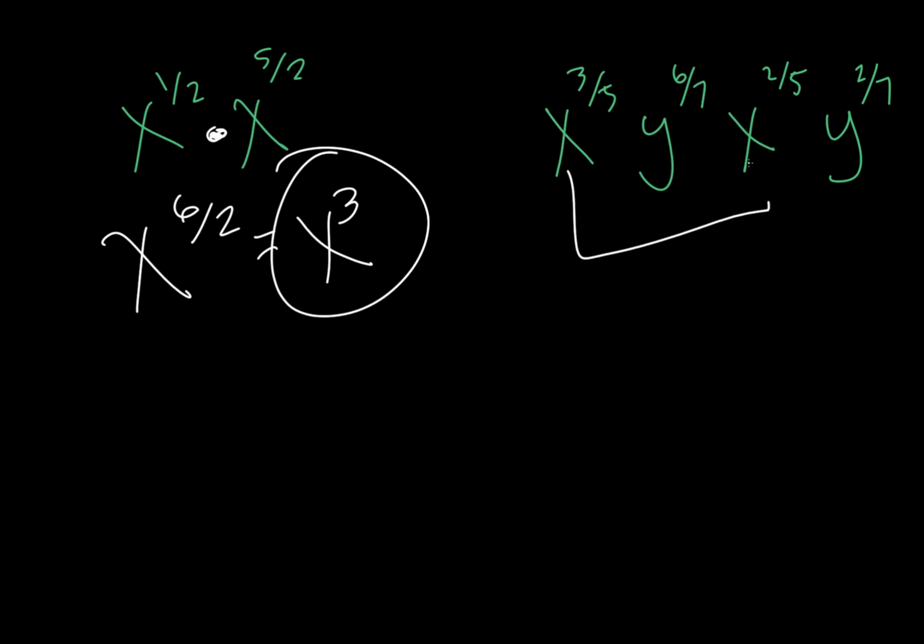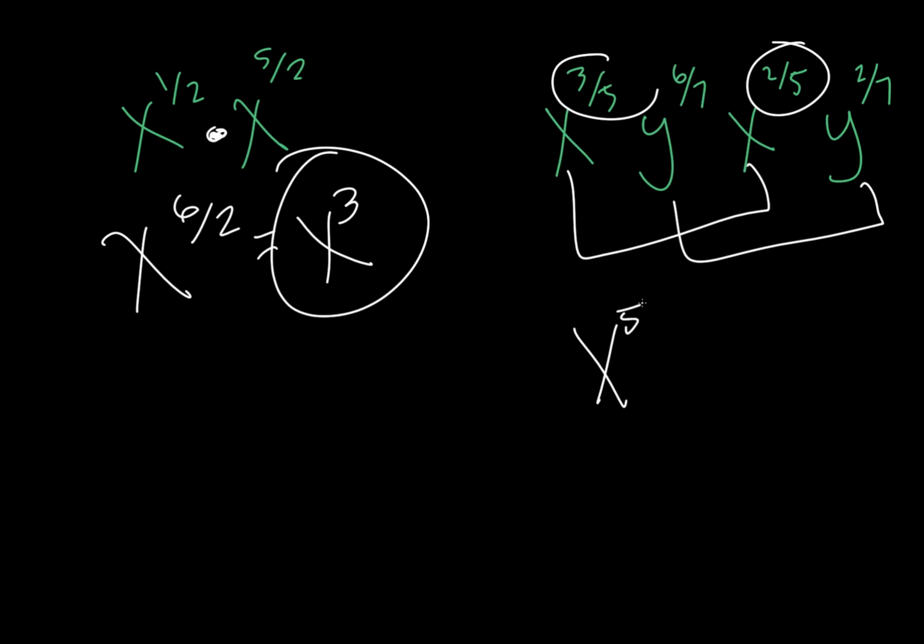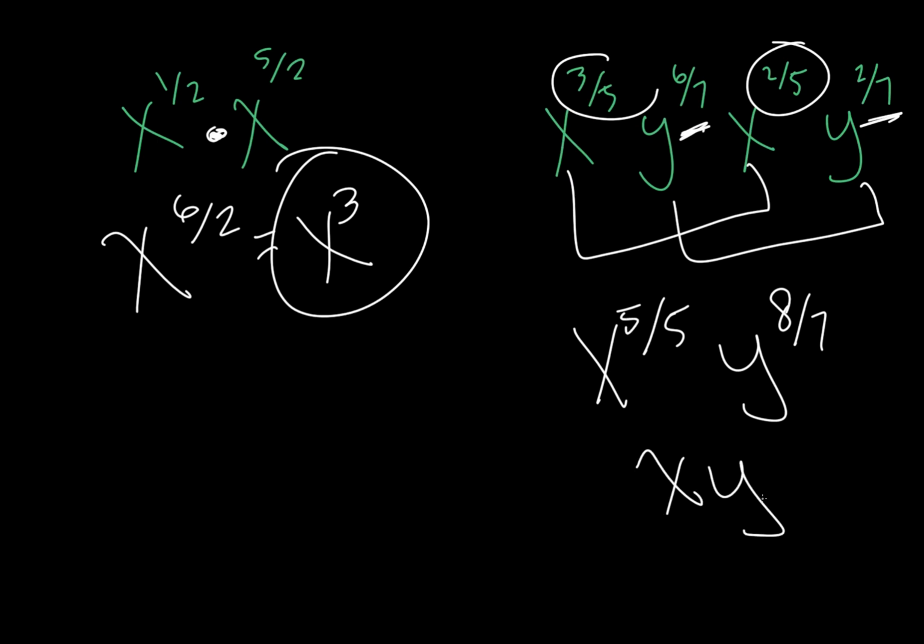Here, we want to combine like terms and just add the exponents. So we have 3/5, 2/5, which gives us x to the 5/5. Then we have 6/7, 2/7, which is y to the 8/7. Now the only thing we need to do now is to simplify any exponents. 5 over 5 would be 1, and an exponent of 1 is redundant, so we're just going to say x, y to the 8/7.